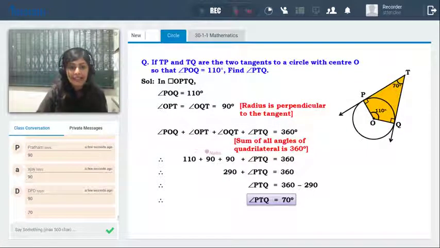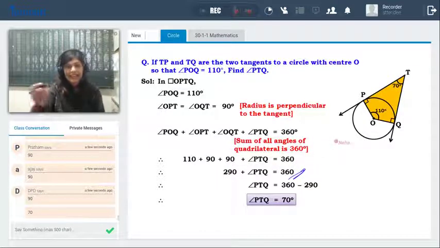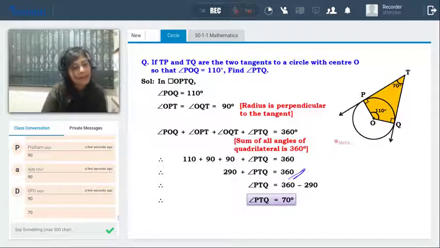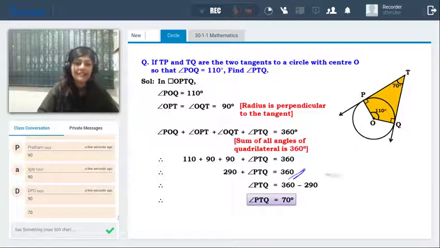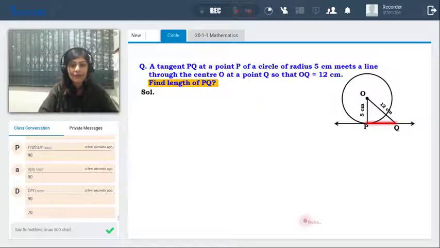So what do we get? 110 plus 90 plus 90 is 290 plus PTQ. The total sum has to be 360 degrees. As we can rightly see, PTQ is 70. You all have calculated before I could ask you. It's definitely 70 degrees. All right, we move ahead. Let's move to the next question.